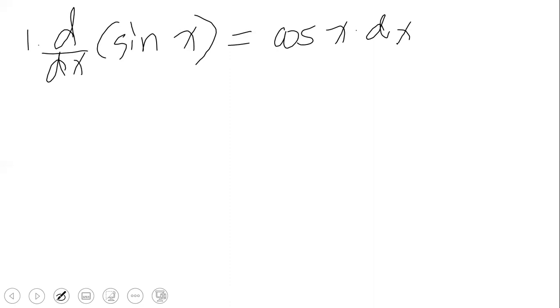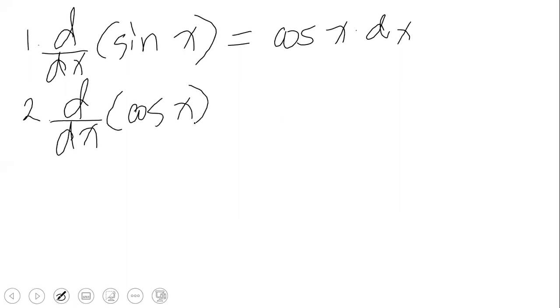Derivative. Let's have the second property ng trigonometric function, which is the derivative. The d over dx of cosine x is equal to the negative sine x dx. Let's have number 3. You also have the derivative of tangent.